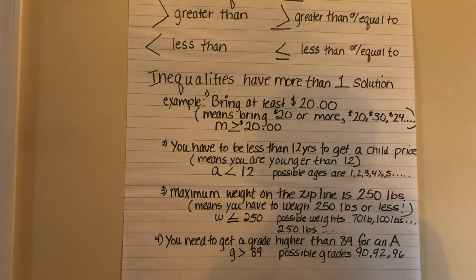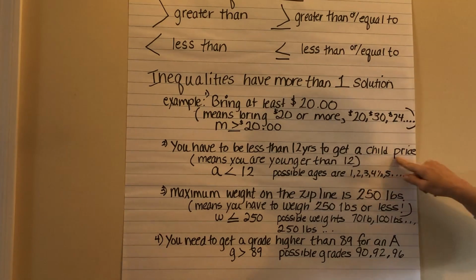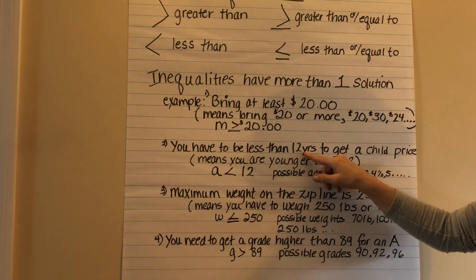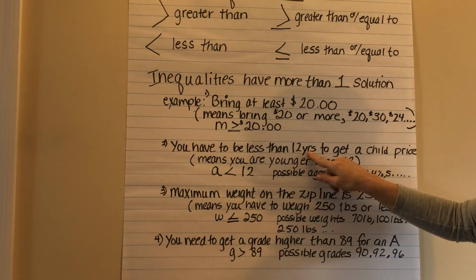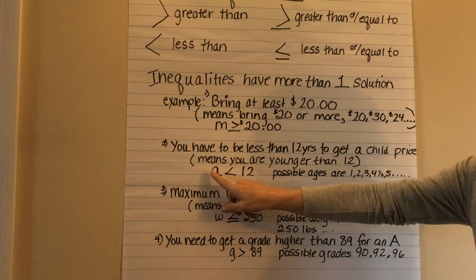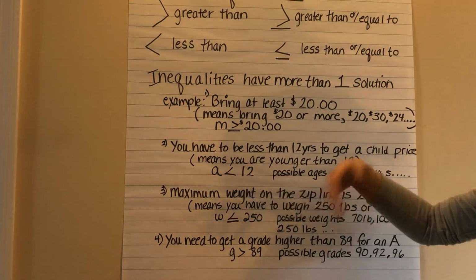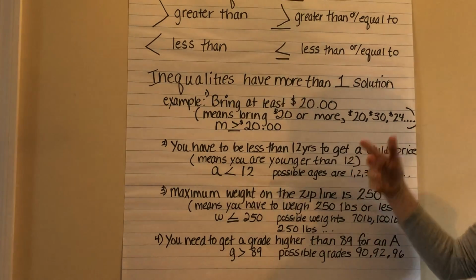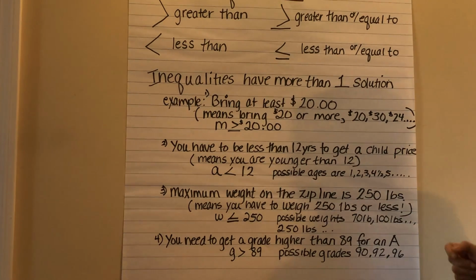Okay, let's take a look at number 2. You have to be less than 12 years old to get a child price. That means your age, you have to be younger than 12 to get a discounted price. You can't be 12, it says less than 12. So A, age, is less than 12. So what are some possible ages you could be? You could be 1, you could be 2, you could be 11, you could be 10, quite a few different ages.